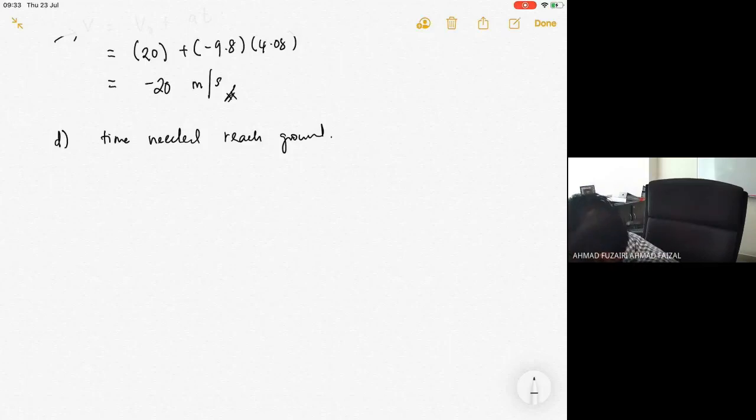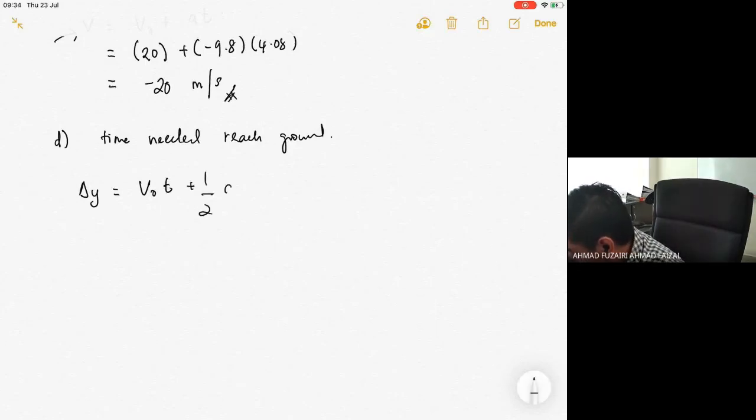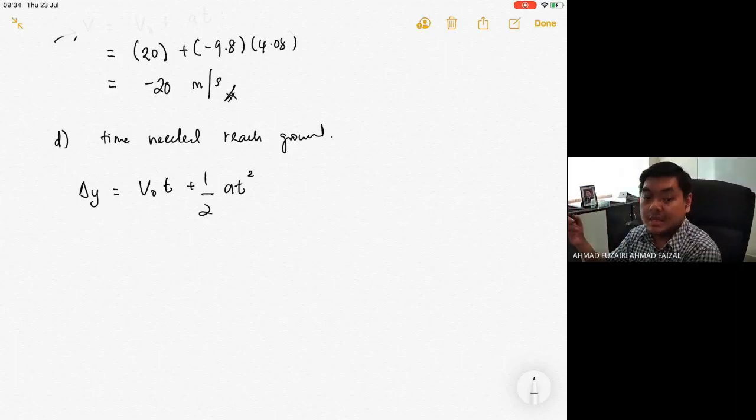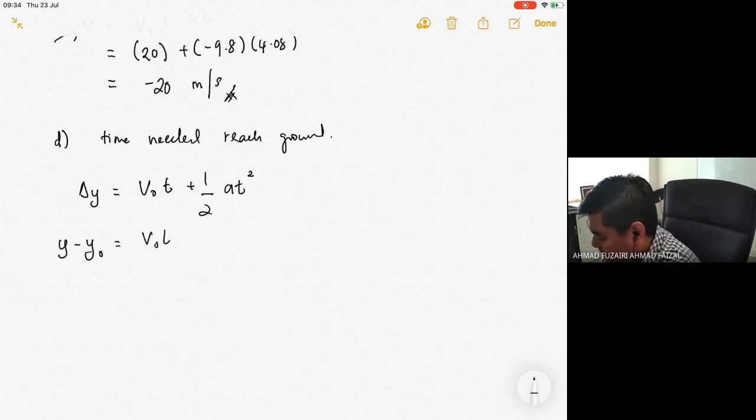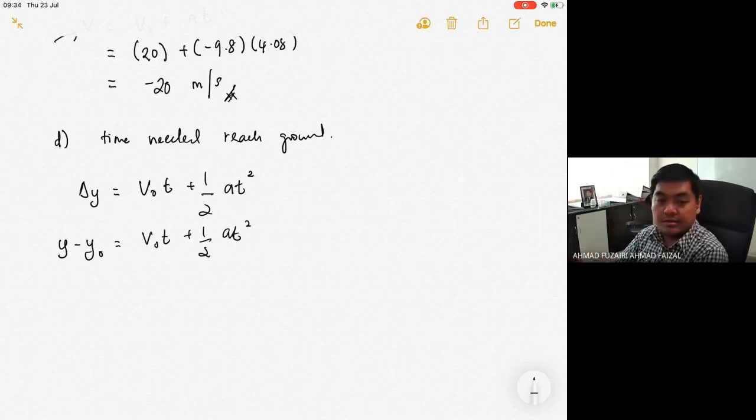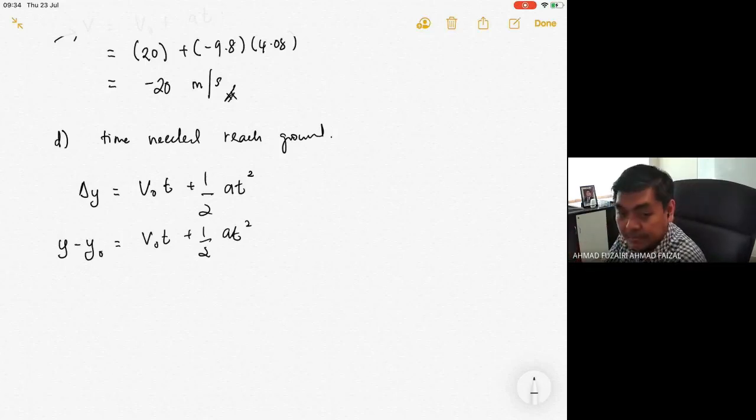Okay, so please use the third equation again, because the third equation is most powerful equations. So you have delta y equals to v naught t plus half a t square. You need to find what is t first. Okay, tapi kita tak tahu delta y. Ingat, delta y tu ialah apa? y tolak y naught equals to v naught t plus half a t square. Tengok saya tulis satu-satu. Okay, saya tak skip pun.